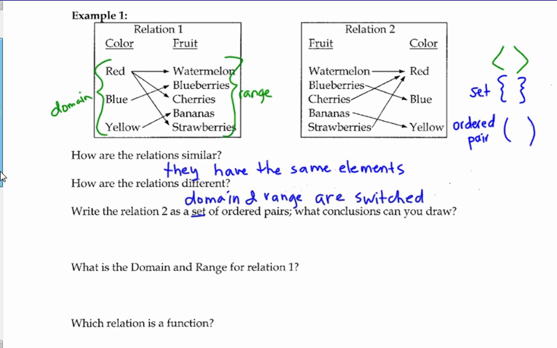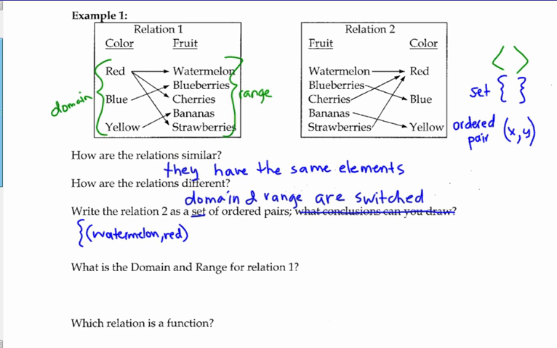Okay, so how do you write it? It says, write relation 2 as a set of ordered pairs. So for relation 2, we're going to open up our set with set brackets. Now remember ordered pairs? How do we write our ordered pair? Your x comma your y. What's our first ordered pair in relation 2? Watermelon is associated with red. So we're going to write watermelon, comma, red. And then close our bracket.